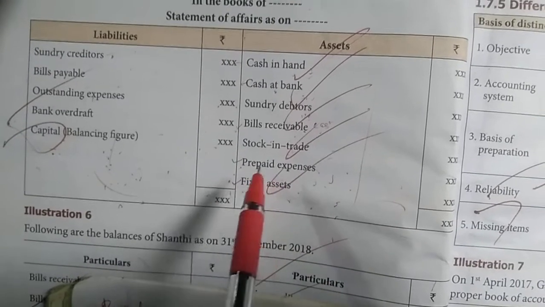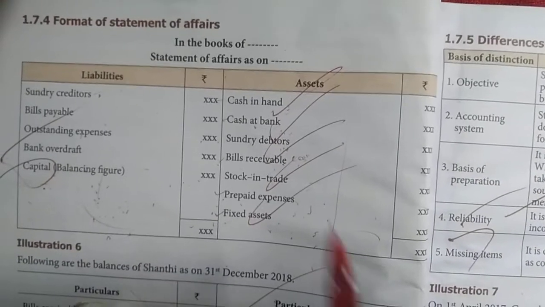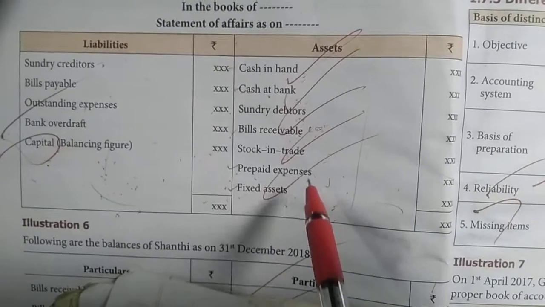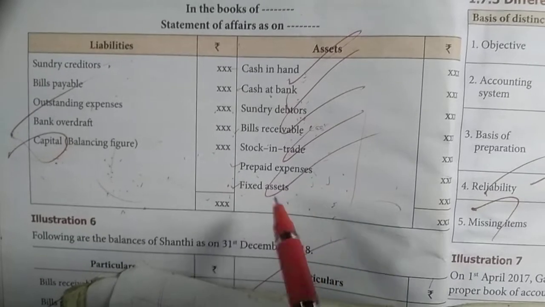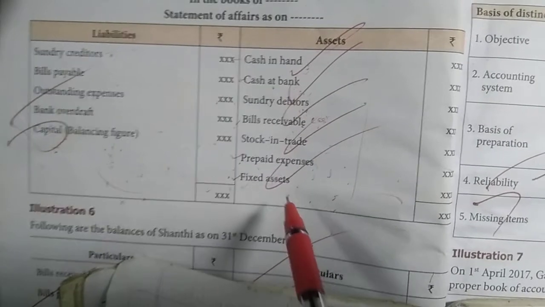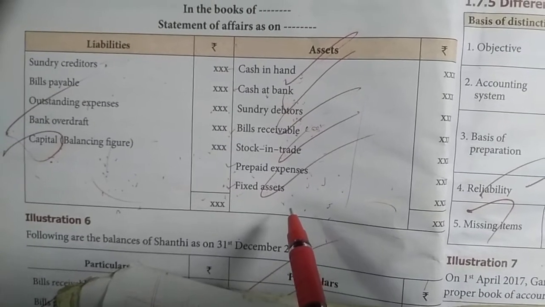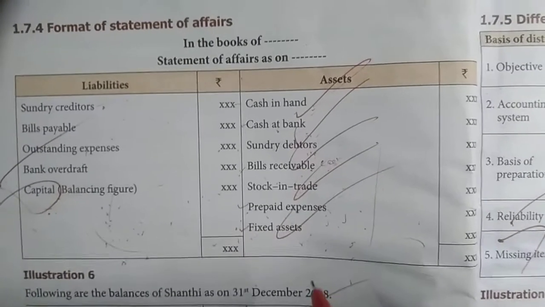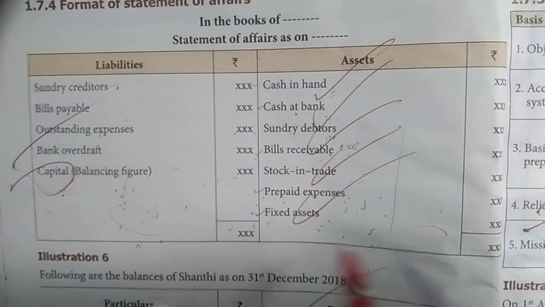The prepaid expenses, what are prepaid expenses? Prepaid expenses are future expenses that are paid in advance, such as rent or insurance, on the asset side. And the next one, fixed assets. Fixed assets are assets which a company uses on a continuous basis, such as property, machinery and building. For the purchase of fixed assets, capital or long-term finance is used. That is the asset side.